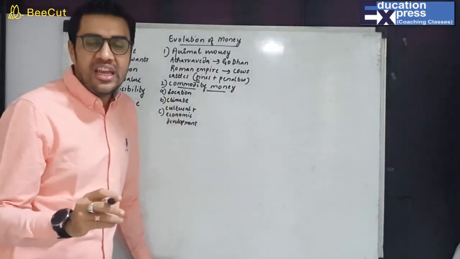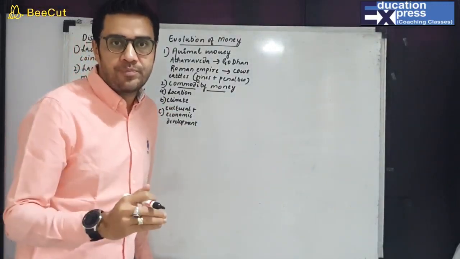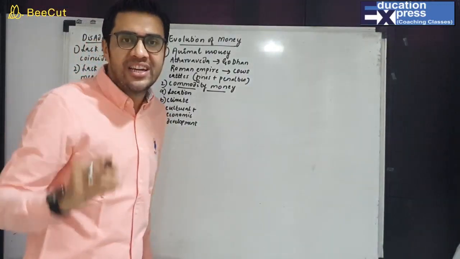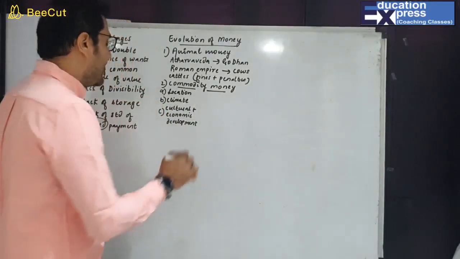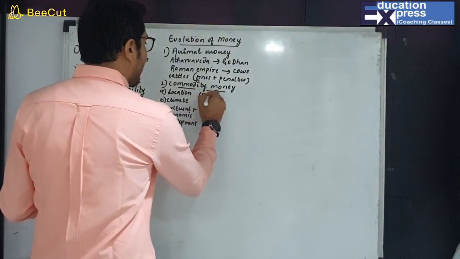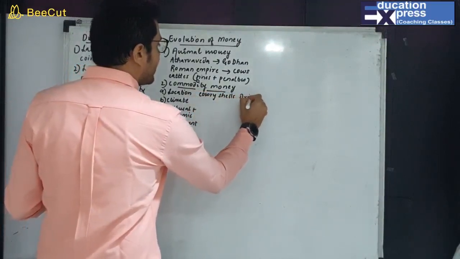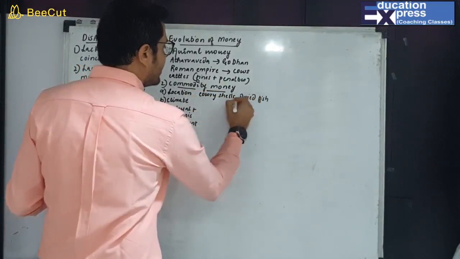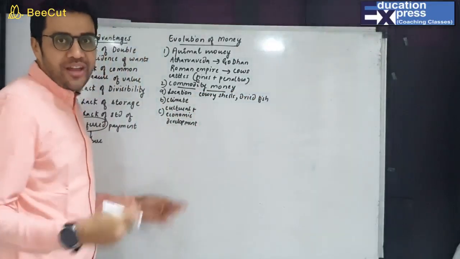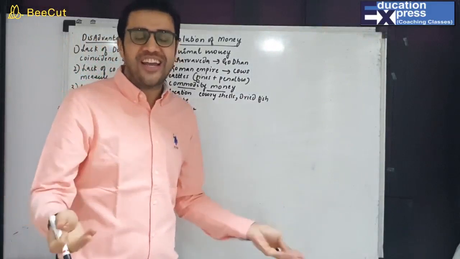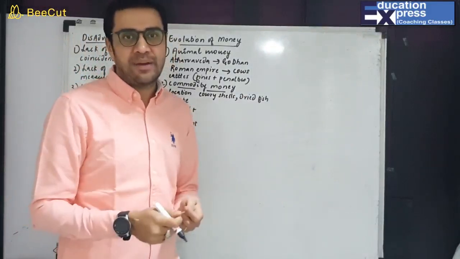Suppose mankind would be located near a seashore, then cowrie shells and dried fish were used as commodity money. Because if your location is there, you will only get shells and fish. So they were used as money.